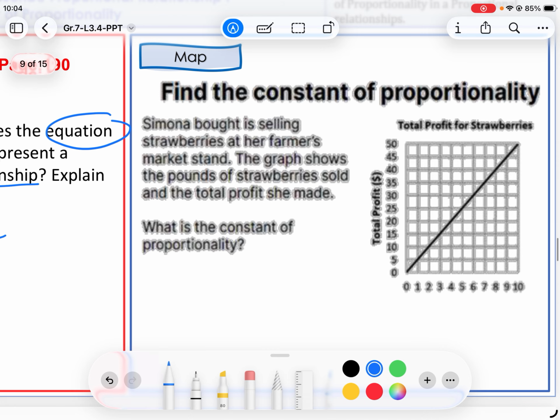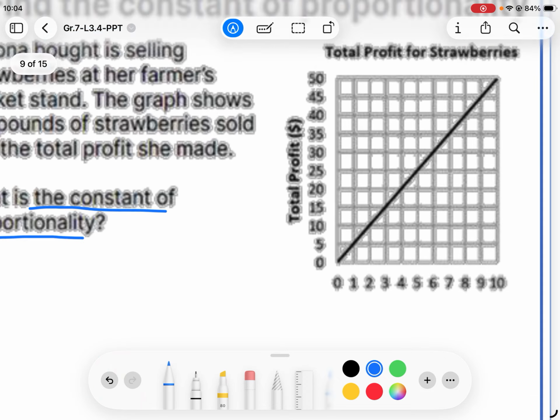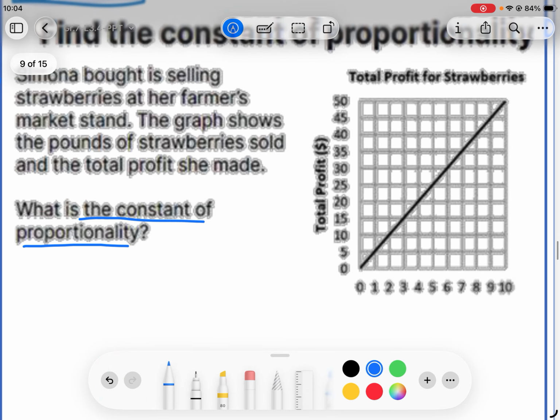As for the map question here, it will be explained in detail, inshallah, in 3.5, but let's solve it together. By the way, it's not in your book, but it's good to know. Like we mentioned before, you can find k in real-life word problems, in a table, and you can also find it through a graph. So here they're asking you what's the constant of proportionality. They're giving you a graph.